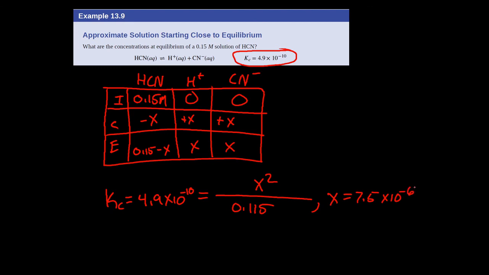And just to show you that the X is small assumption is valid, the percentage that we wanted to be under 5% in order to make the assumption usable is much less than 5%. It is in fact 0.005%. So we are very valid in making the X is small assumption.